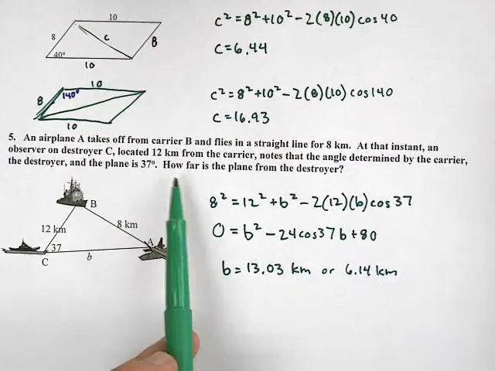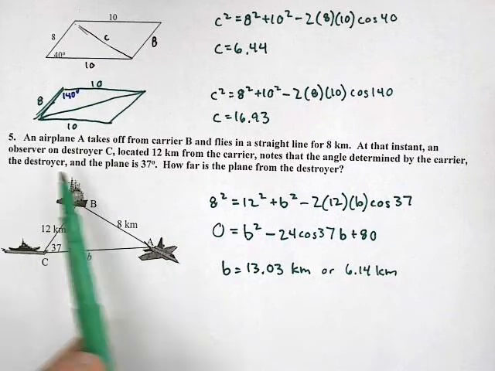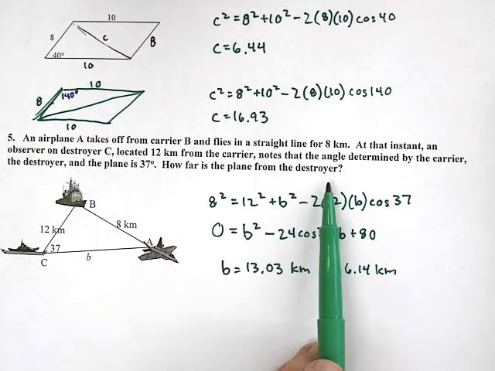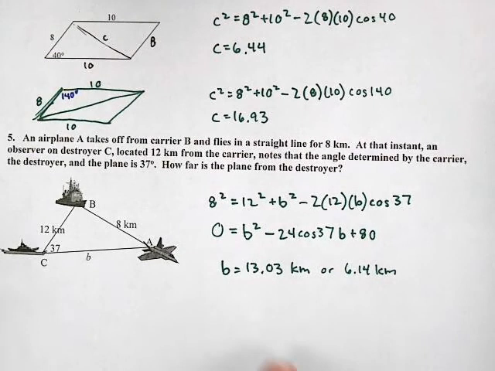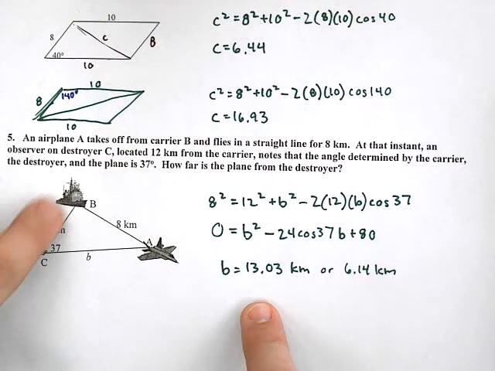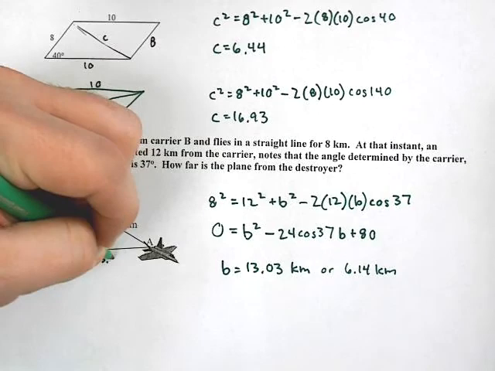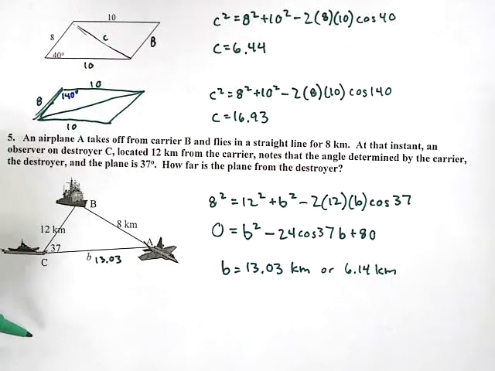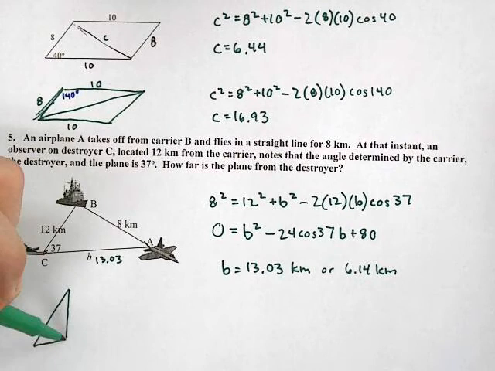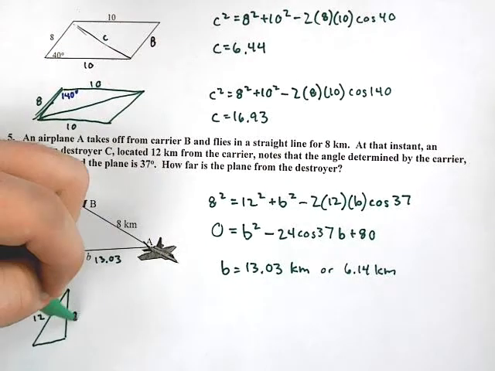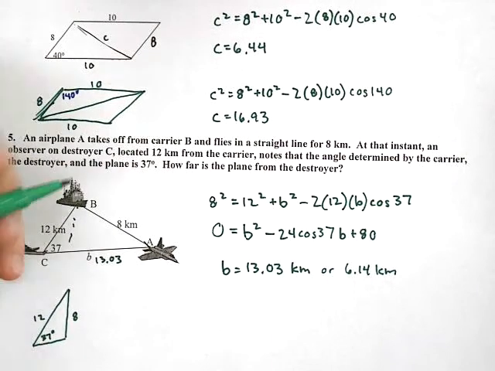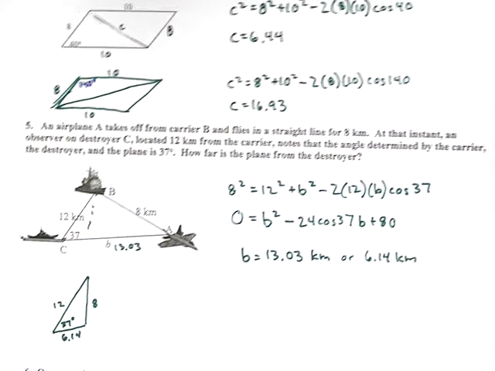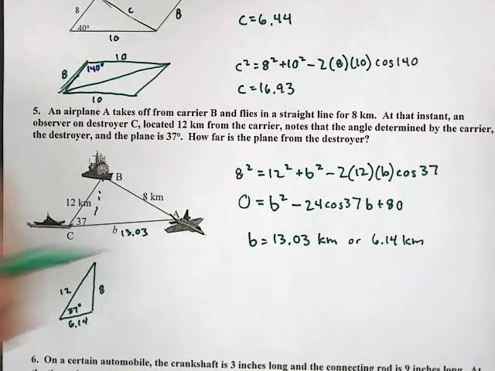And me, being a poor teacher, didn't even really read the question to you guys. I'm terribly sorry. In this situation, are we solving for everything, or do we just want to know how far the plane is from the destroyer? Well, we just answered that question. Alright, if it's the 13.03, it's probably how this picture looks, right? We'd put 13.03 here. If it was closer to the 6.14, it would probably look something closer to that, right? We'd have a 12, we'd have our 8 there, this would still be the 37, but now it would be angled in like this, and that would be the 6.14. Okay? So that is not too bad.